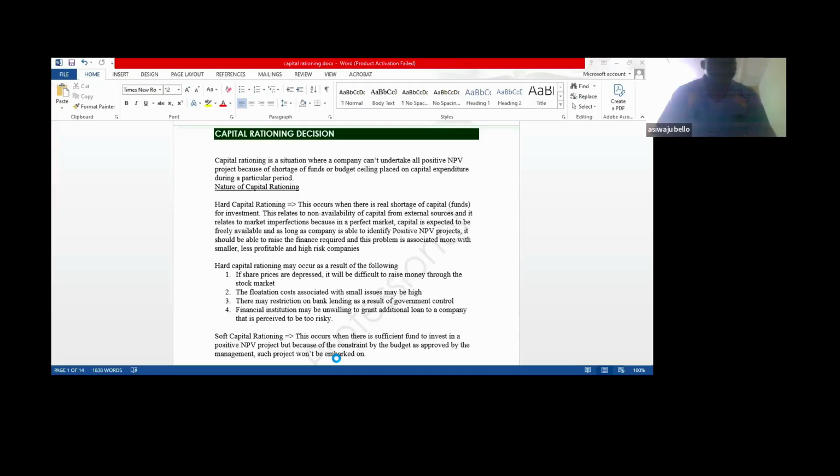A situation of hard capital rationing: the company in question does not have capital resource to finance viable projects. Also, the company cannot obtain capital from external sources.